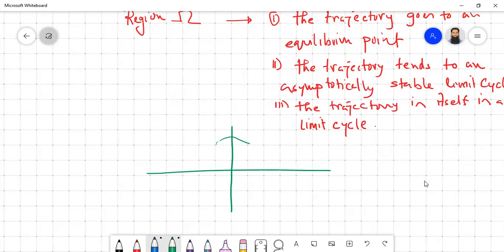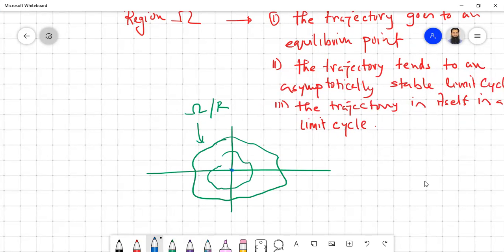The intuition says that in your space you have a region, maybe your omega or region R. In that region, if you have any trajectory, what will happen to it? One of the first things that can happen is that there is an equilibrium point, and the trajectory is going to the equilibrium point.